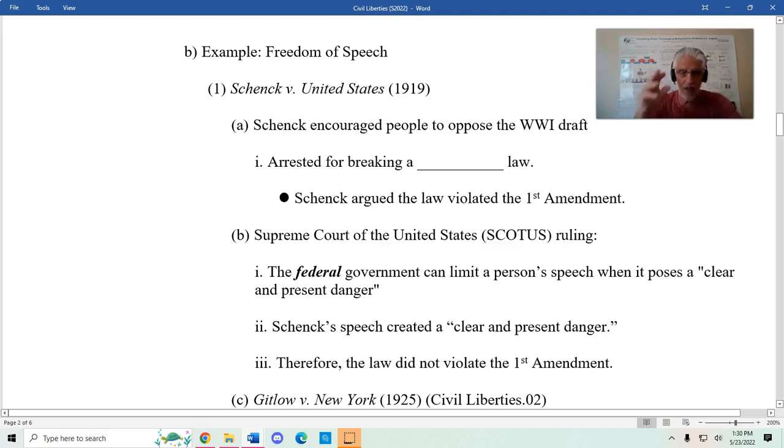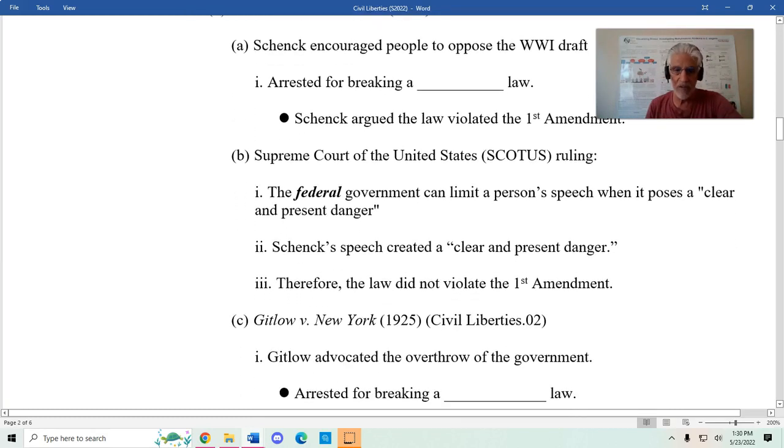Well, the Supreme Court, in their ruling in Schenck versus the United States, said that, yes, that's true. The First Amendment does protect somebody's right to freedom of speech. But they can limit somebody's freedom of speech when that speech poses what they call a clear and present danger. A clear and present danger. And what the court said is Mr. Schenck's speech created a clear and present danger. Now, mind you, it wasn't like there were a bunch of people listening to him and saying, oh, I'm not signing up for the draft.